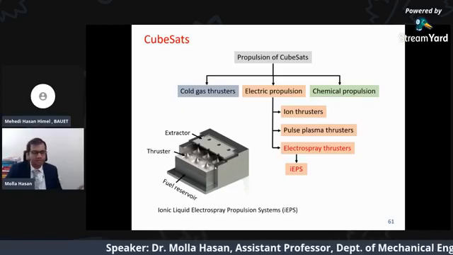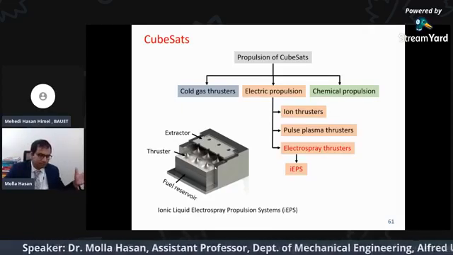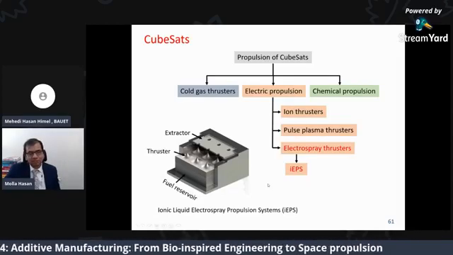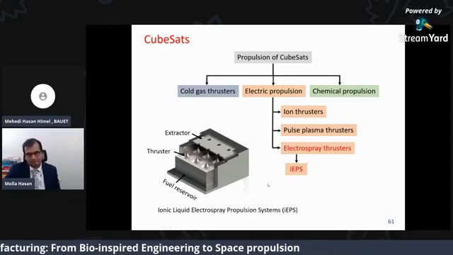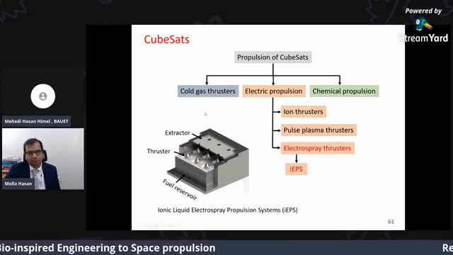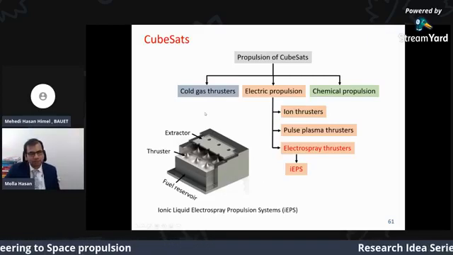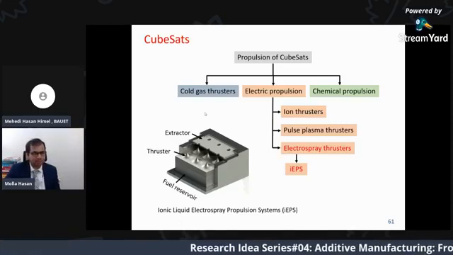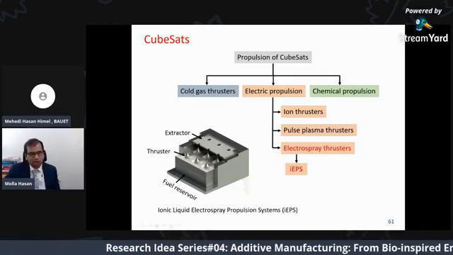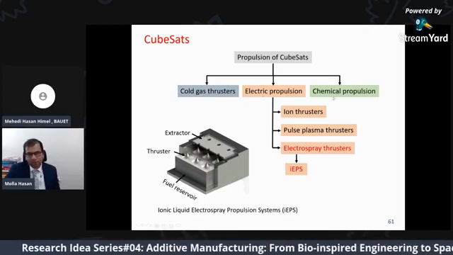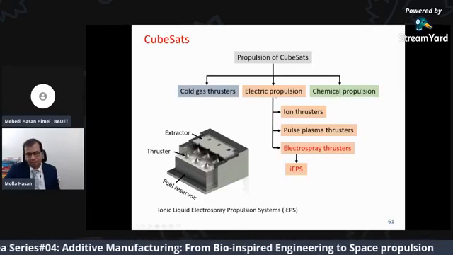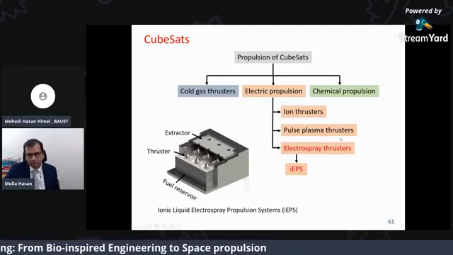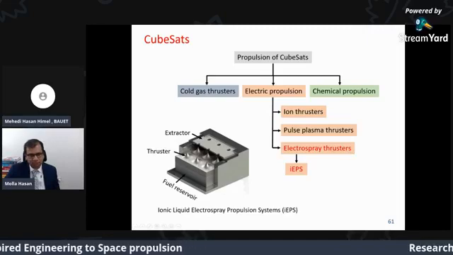Since everything shrinks, like your satellites get smaller, that means its propulsion system needs to be smaller. There are three different types of propulsion systems that have been developed for these small satellites or CubeSats: cold gas thruster, electric propulsion, and chemical propulsion. And electric propulsion has multiple kinds, like ion thruster, pulsed plasma thruster, and electrospray thrusters.